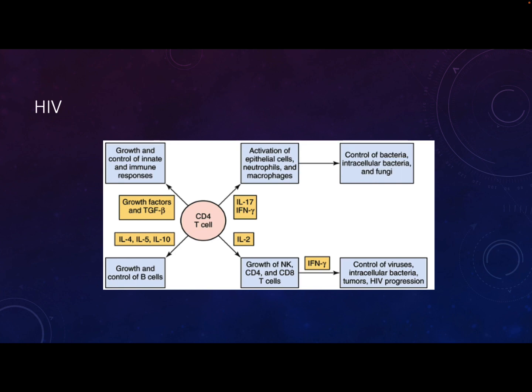Because CD4 positive T cells, these helper T cells, are so critical for activation of the immune system, when they are gone or when their numbers are too low, that's when you have all of these other infections that will pop up that you can no longer control.